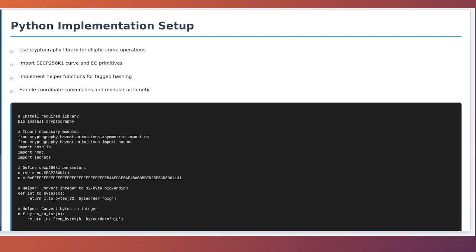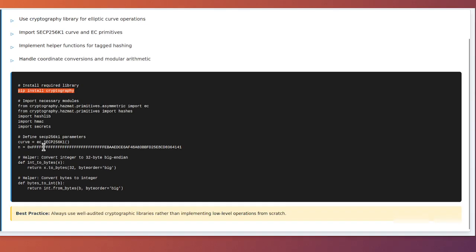Python implementation setup. Let's now transition to implementing Schnorr signatures in Python. We'll use the cryptography library, which provides high-quality implementations of elliptic curve operations, and the hashlib library for SHA-256 hashing. The cryptography library is well maintained, has undergone security audits, and provides a clean API for working with elliptic curves. While we could implement the low-level elliptic curve arithmetic ourselves, using a well-tested library significantly reduces the risk of implementation bugs that could compromise security.